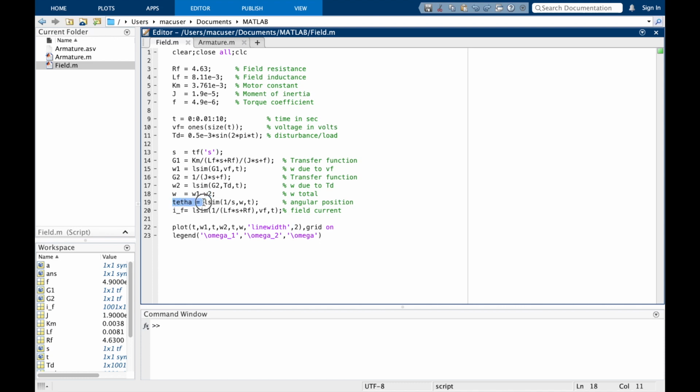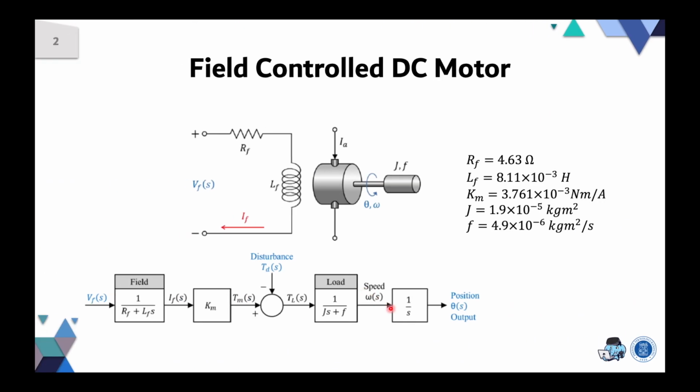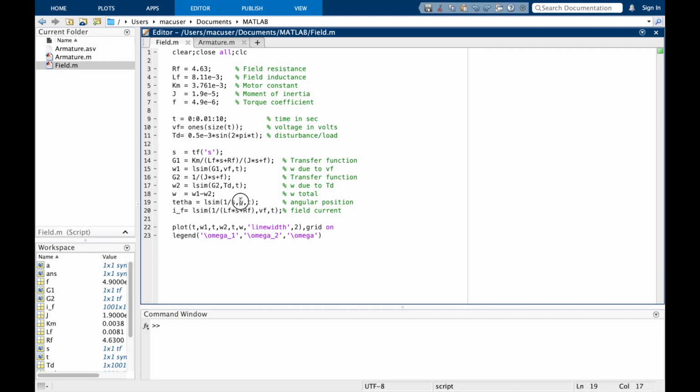And then if we want to find the theta, we perform another linear simulation with the transfer function of 1 over s. This one is 1 over s. And then the input is omega, and we always put the matrix of time here.